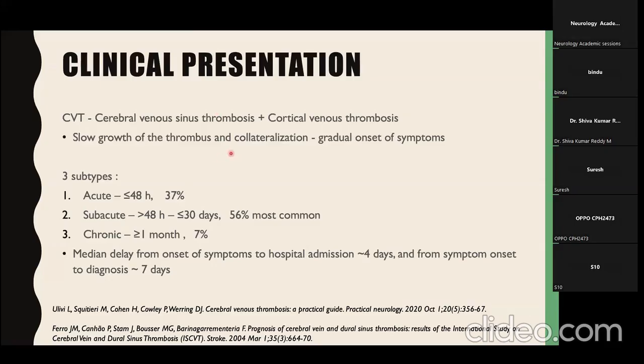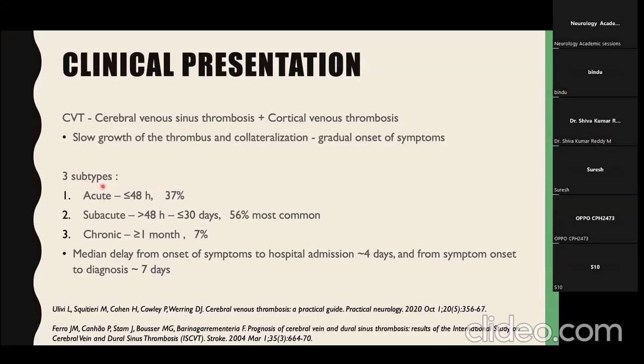Cerebral venous thrombosis can be due to venous sinus thrombosis or cerebral venous thrombosis or both. Usually a CVT patient presents with gradual onset of symptoms, mainly due to slow growth of thrombus and collateralization. This causes gradual onset of symptoms when compared to arterial ischemic strokes or hemorrhagic strokes.